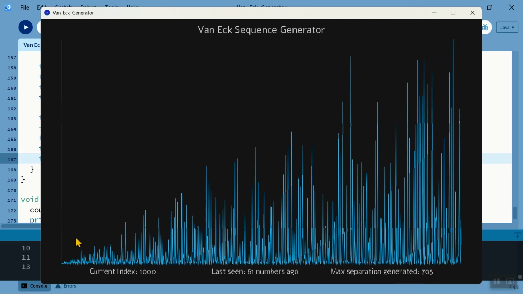So it's pretty much of a linear projection of the separation between the last time we saw any particular number. And that's it.